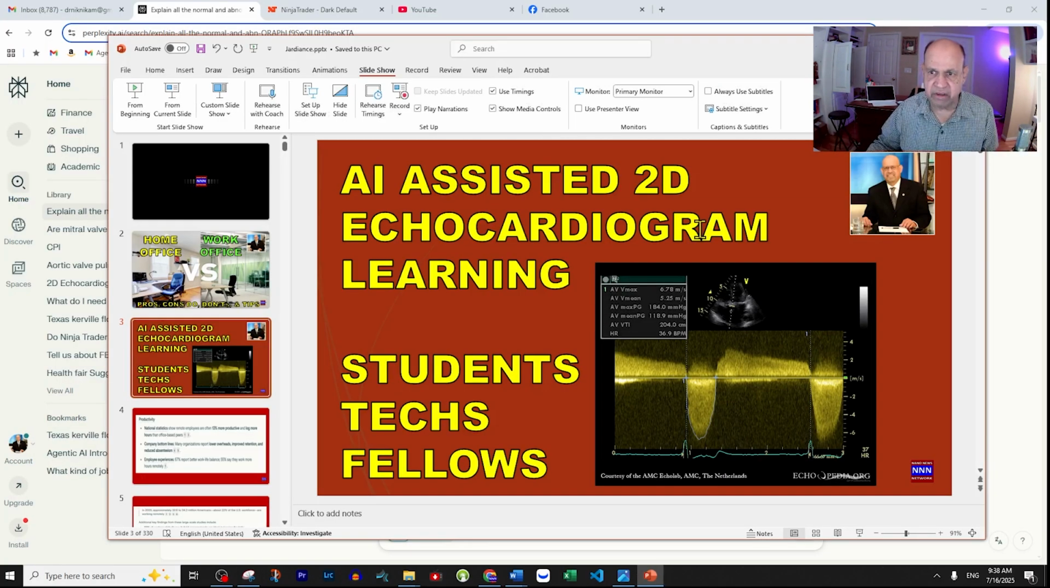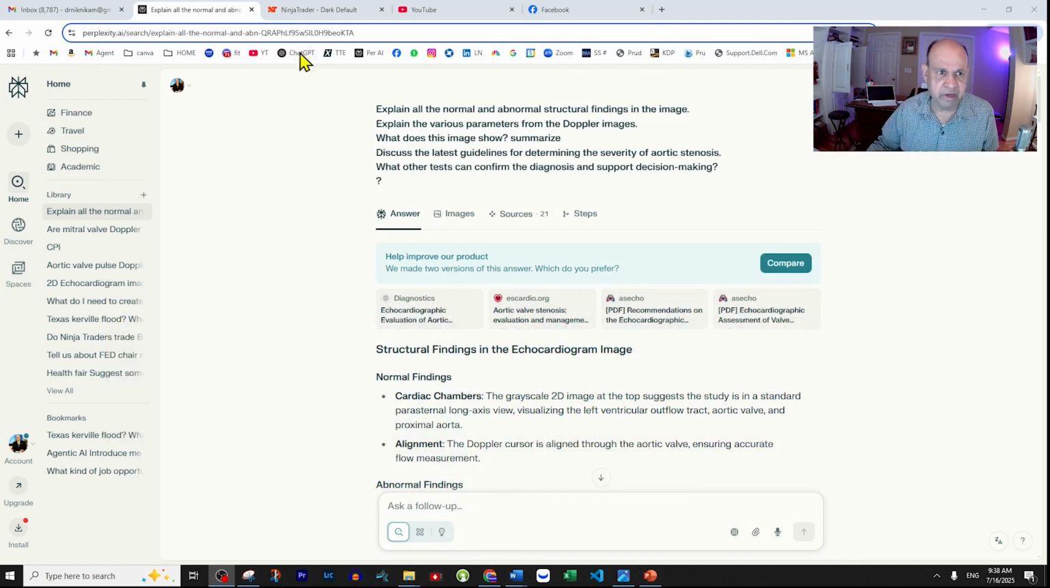So let me get you to the real thing. Okay, I'm using Perplexity because it has a web search, so it has the latest links. As you can see, it is taking references from ESC Cardio, ASE Echo, ASE Echo Diagnostic. So it has all the new references. So it's not like it is just throwing darts.